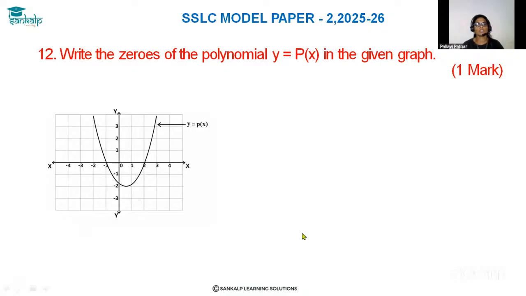Hello everyone. Look at the question number 12. Write the zeros of the polynomial y is equal to p of x in the given graph.